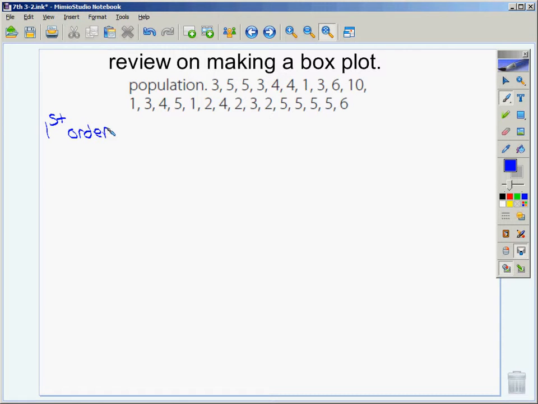The first thing we have to do is order our numbers. That's the very first thing you have to do to create a box plot. So what's the first number I'm going to list? 1. I'm going to go through the list and find all my 1s, and there happens to be 3 of them. So 3 1s. What's my next number? 2. And there are 1, 2, 3 2s.